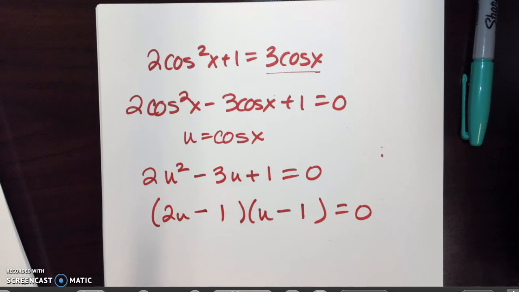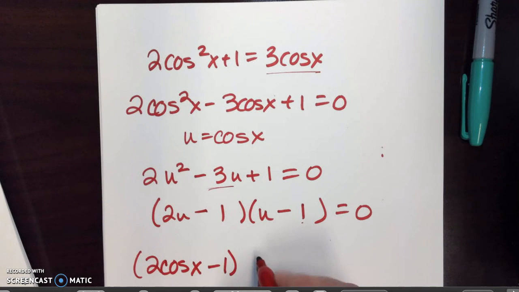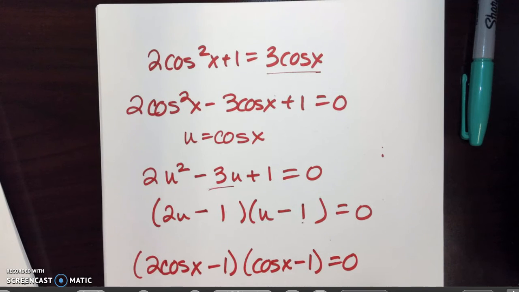And I can check that by FOILing. 2u squared, and let's see, this is negative u, and this is negative 2u, so that adds together to be negative 3u. Negative 1 and negative 1 is 1. So now I'm going to put my cosines back in. I have 2 cosine of x minus 1 and cosine of x minus 1 equals 0.